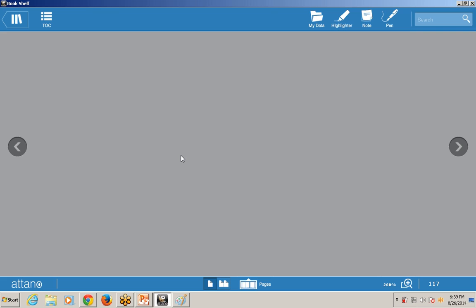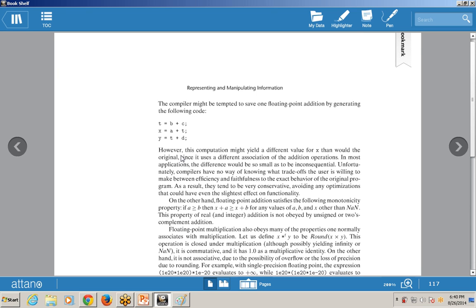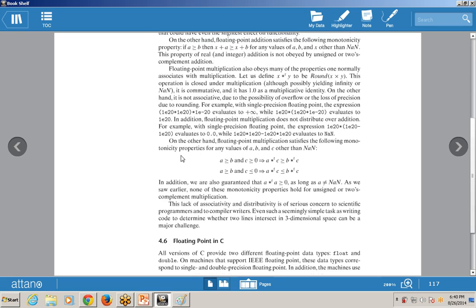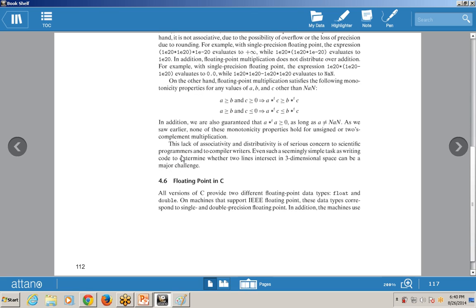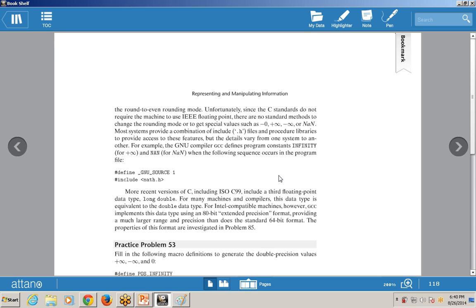This is the crux of how we can represent and use floating point numbers in a programming language. The first line says that in C there are only 2 data types used, that is float and double, and IEEE also provides data types that correspond to single and double precision. And there is one rounding function used, that is round to even rounding mode.